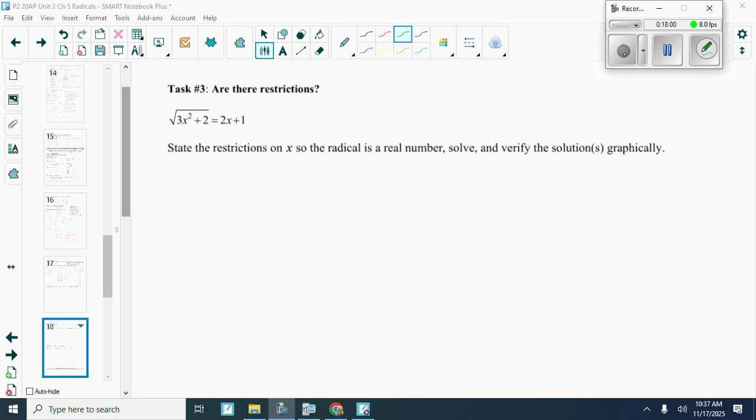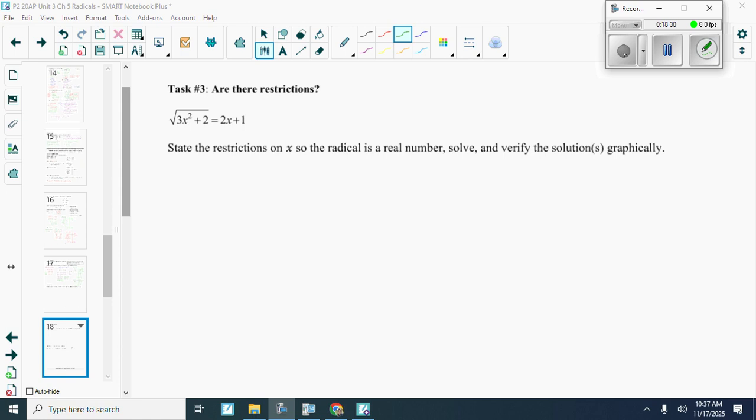Okay, I'm seeing lots of shaking heads. So why are there no restrictions? You are correct. Why are there no restrictions? Because x is raised to a positive index, under a radical. This radical sign has an even index, and it's an exponent. It has an even exponent.